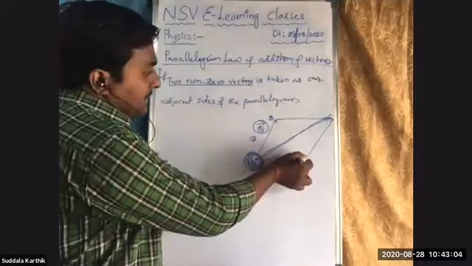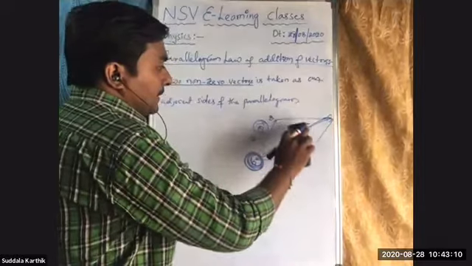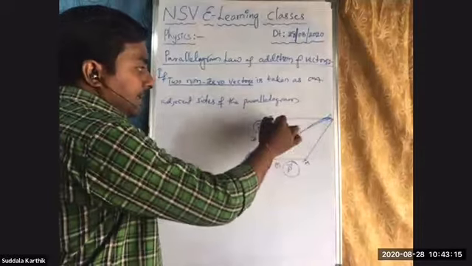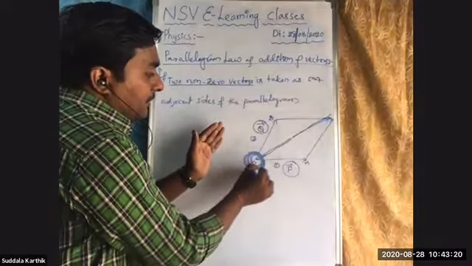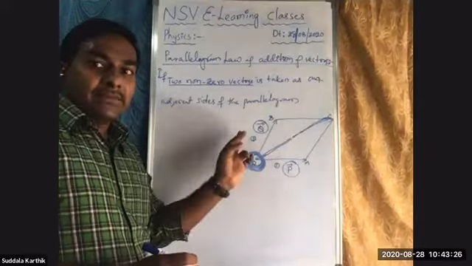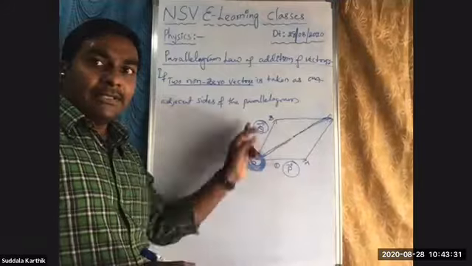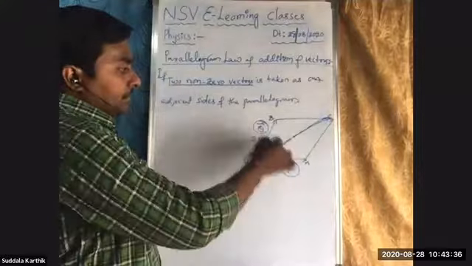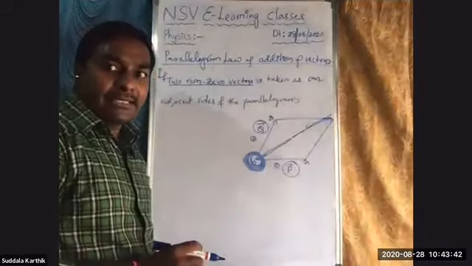There are two different diagonals. This diagonal is also there, but I am not discussing this one. The diagonal we want is the one which is passing through the intersection point of the two vectors. So this is the resultant of these two vectors. Is it okay?